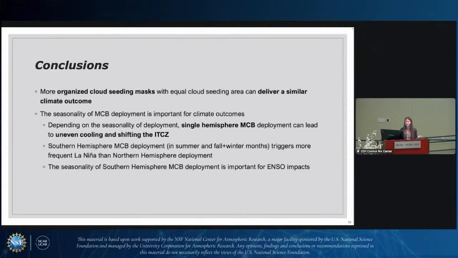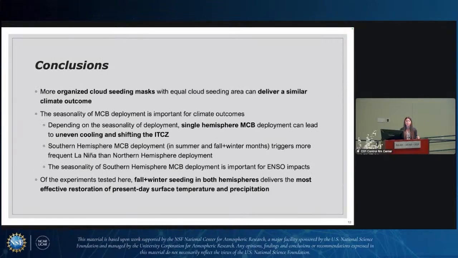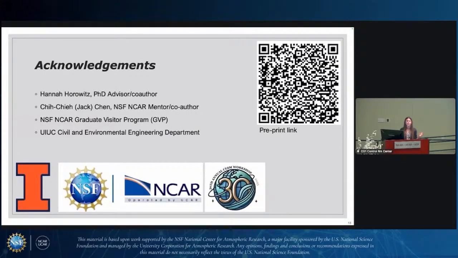So in conclusion, I just want to highlight that the seasonality of MCB deployment is important for climate outcomes. For instance, it can affect the cooling pattern, shifting the ITCZ and ENSO. And again, there's that preprint link if anyone would like to read the paper.